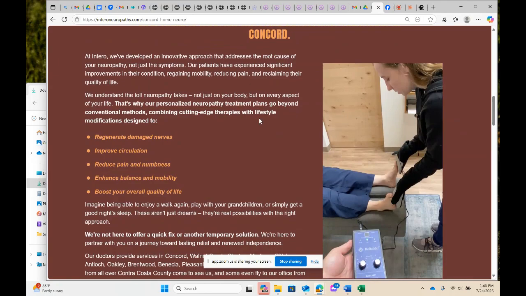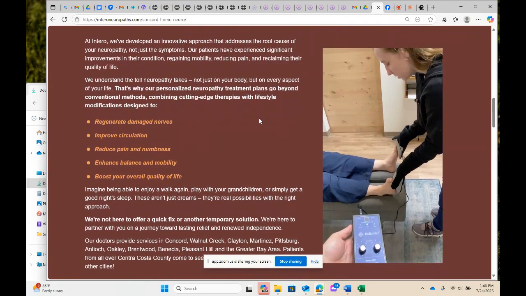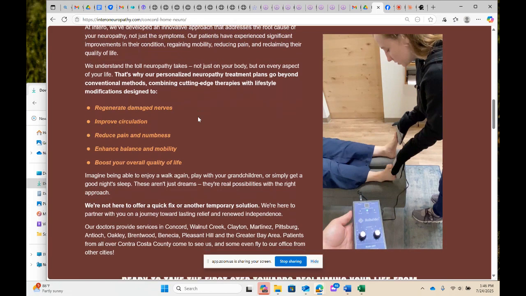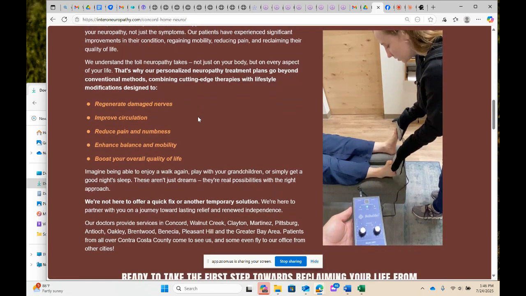Our patients have experienced significant improvements in their condition, regaining mobility, reduced pain, reclaiming their quality of life. Have you experienced tingling, loss of sensation, loss of balance, blah, blah, blah? Would you like to experience a significant improvement in your condition, regaining your mobility, reducing your pain, and reclaiming your quality of life? Right there. Whoever wrote this content is really good. We understand the toll neuropathy takes, not just on your body, but on every aspect of your life.